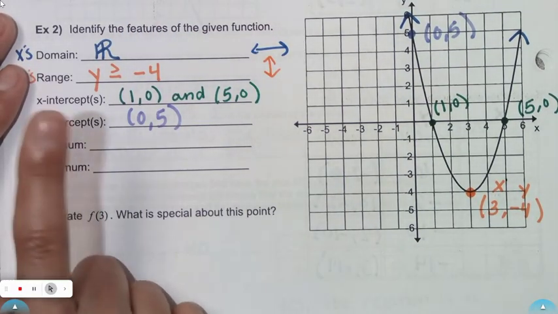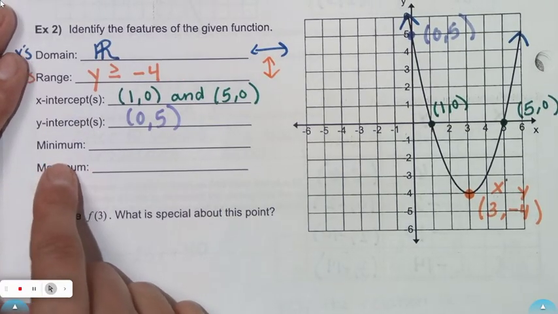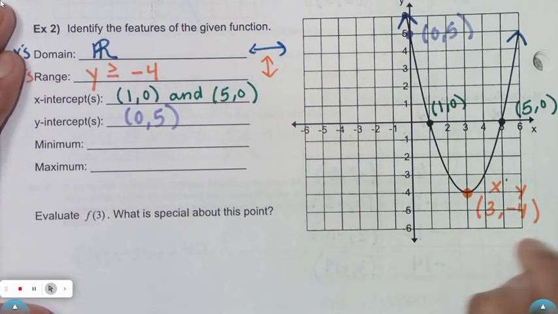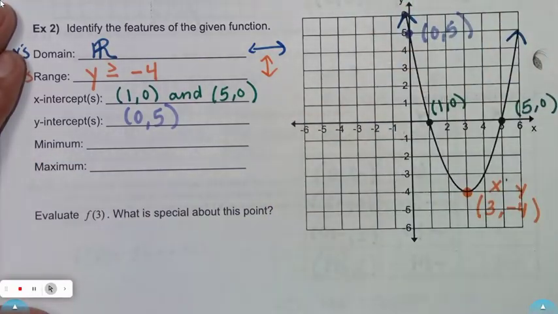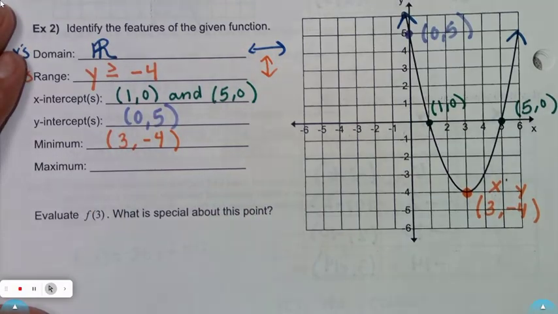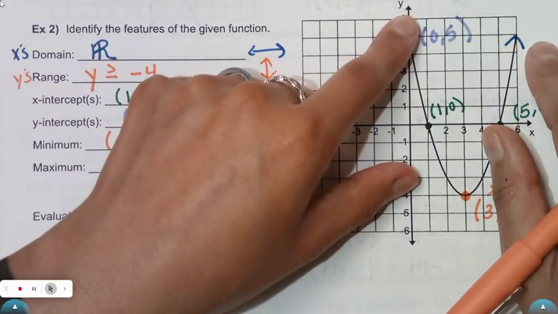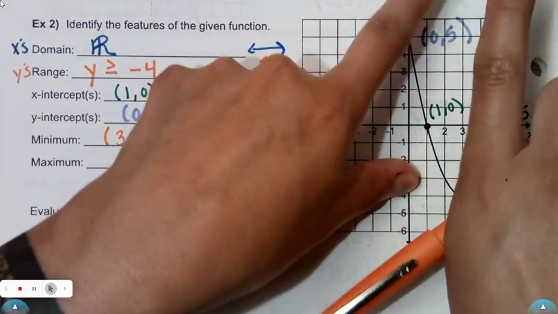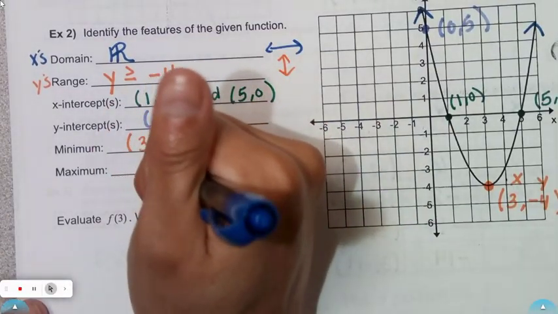All right, minimum. Minimum means my lowest point. Do you have a lowest point on your graph? Like, can you physically see it? And we said at the beginning we did. Yeah, this is my lowest point. So whatever point that is, that's my minimum. So this is at the point 3, -4. My maximum is my highest point. You might argue that it's this one up here, but you see how I have my arrows? It goes up forever. So because it goes up forever, I do not have a maximum. So I write none.